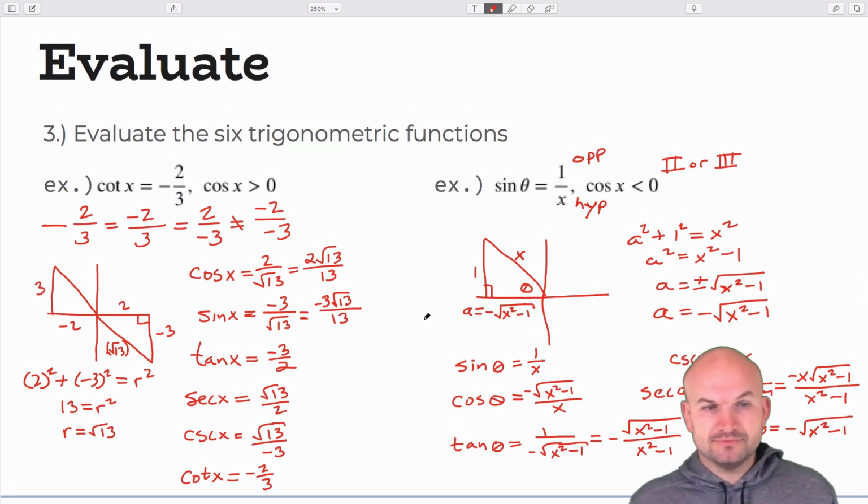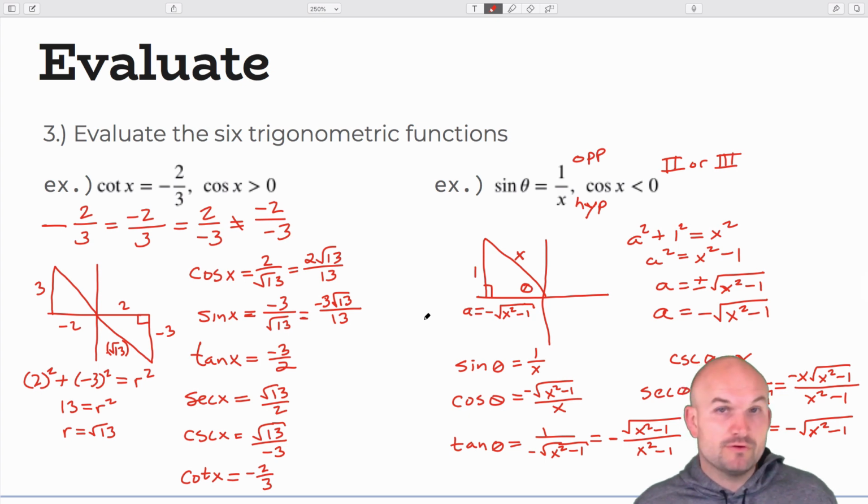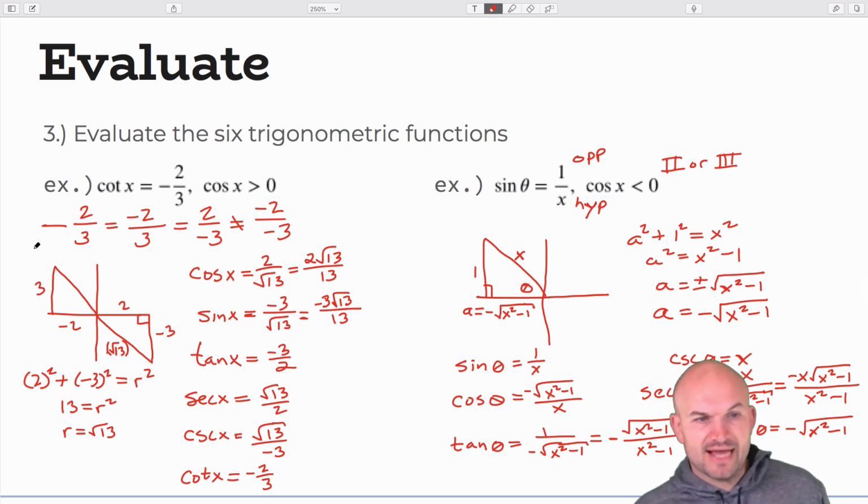So the first one was cotangent of x equals negative 2/3, and then we have a restriction: cosine of x is going to be greater than 0. So we know that cotangent is negative 2/3, right? We write the negative in front. Again, remember that can mean negative 2/3, negative 2/3, or a 2/3. It just cannot equal negative 2/3, right?